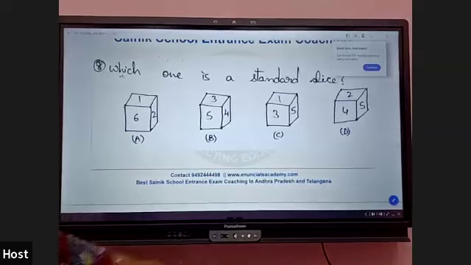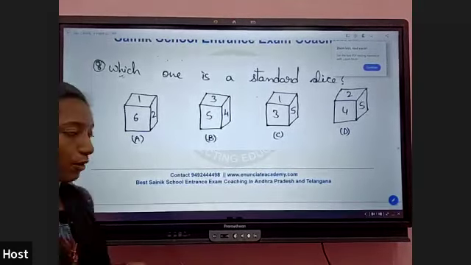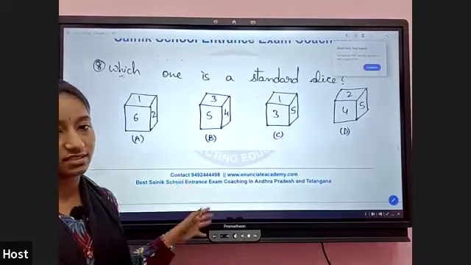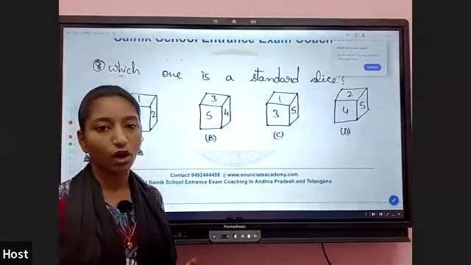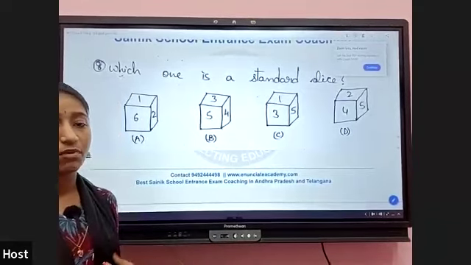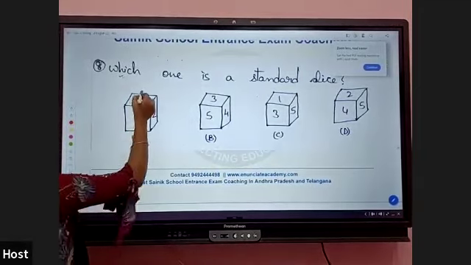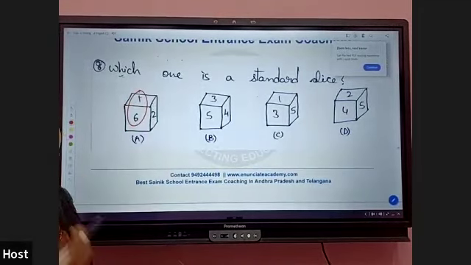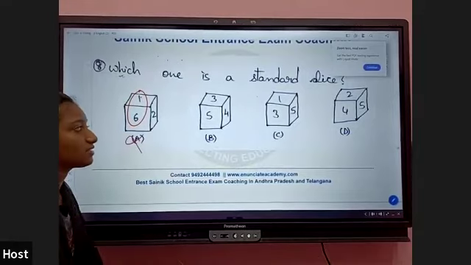Which one is the standard dice? They are given 4 options. In these 4 options, you should find which dice is the standard dice. Standard dice means what? We already discussed that for a standard dice, the sum of opposite numbers should be 7. Here 6 plus 1. So the 1 should be opposite to 6, but they are adjacent. So it is not a standard dice.